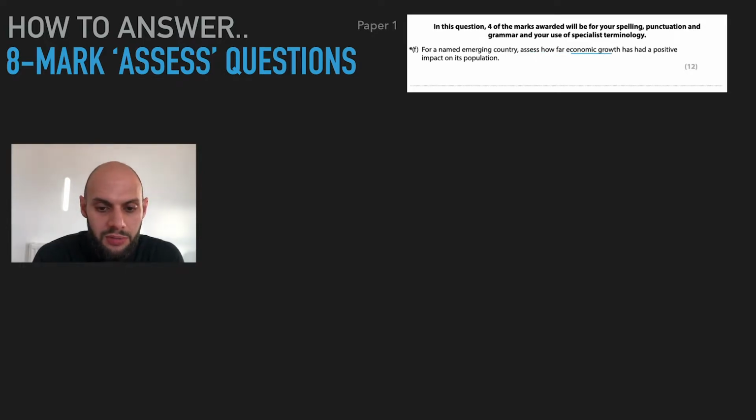population. So I'm just going to underline the keywords or command words in this question. Let's have a look. So we've got India as our emerging country. How far has economic growth had a positive impact on its population? Don't forget to stick to its impact on population. So how would we tackle this kind of question?